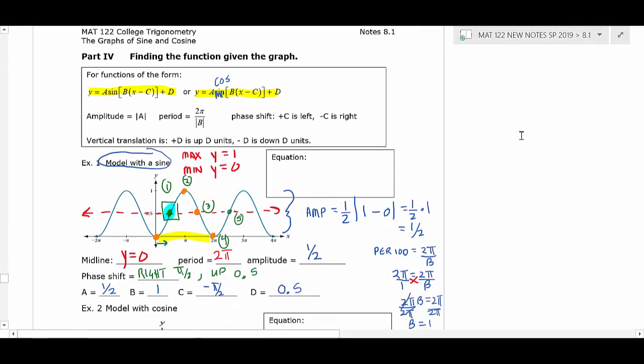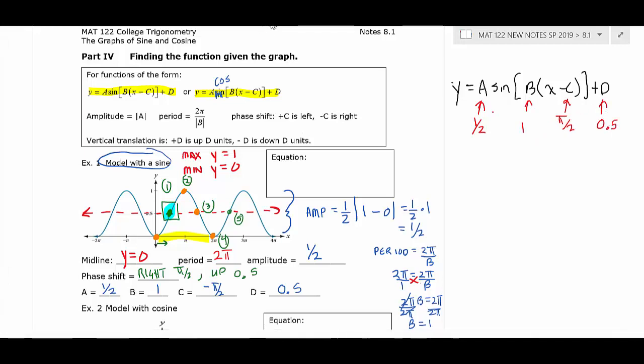So we just look at the basic format here, and this basic format goes like this. I'm just going to do this to the side. We have y equals a sine, bracket b, parenthesis, x minus c, plus d. All right, so we just now plug everything in. The amplitude was 1/2, so that goes there. B we figured out was 1. C was the phase shift, so that's pi over 2. And then D was up 0.5. Putting that all together, you should have the answer to your problem.